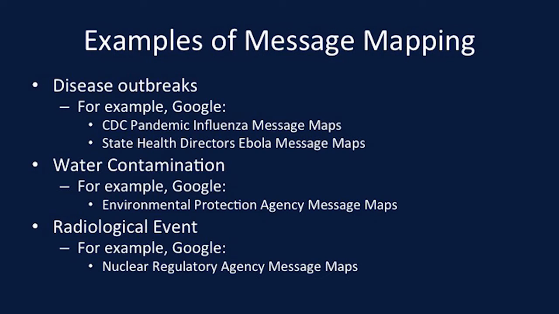If you'd like examples of message maps produced either using the box format that I just showed you or the bullet format, which is an alternative format used by many agencies, there are various places you can go. For example, you could Google CDC, look at their message maps on pandemicflu.gov. You could look at the state health directors and their message maps on Ebola. You could also go to the EPA's website and look at their message maps dealing with water contamination. You might even want to take a look at the Nuclear Regulatory Commission's message maps dealing with a radiological event.